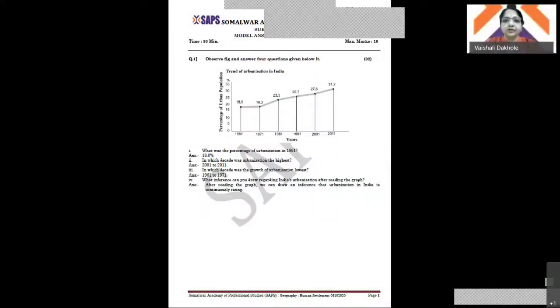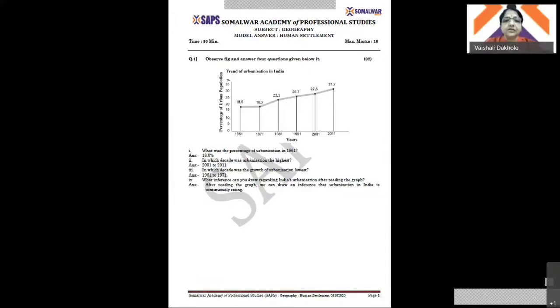Today we are going to have the model answer of human settlements. Human settlement is an important lesson in your textbook, and it gives you more information about the population distribution in two countries, that is India and Brazil.